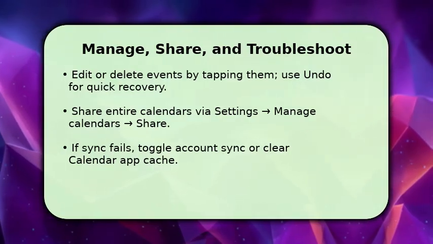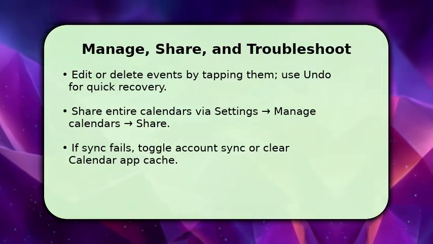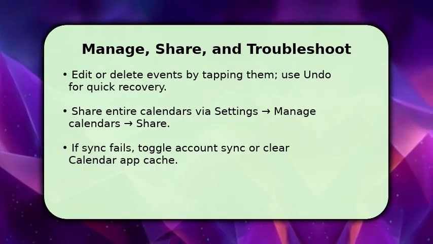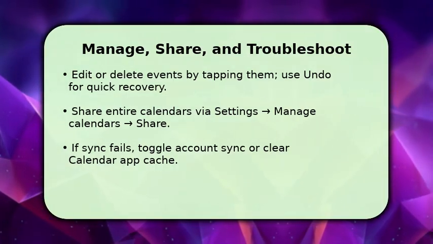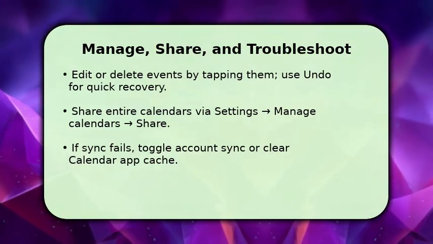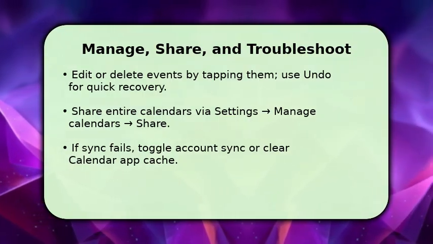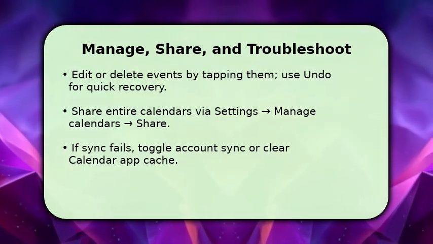If events aren't appearing, make sure mobile data or Wi-Fi is on, then open settings, accounts, Google, and toggle calendar sync. If that fails, clear the Calendar app cache and retry. That single troubleshooting step fixes most sync problems.